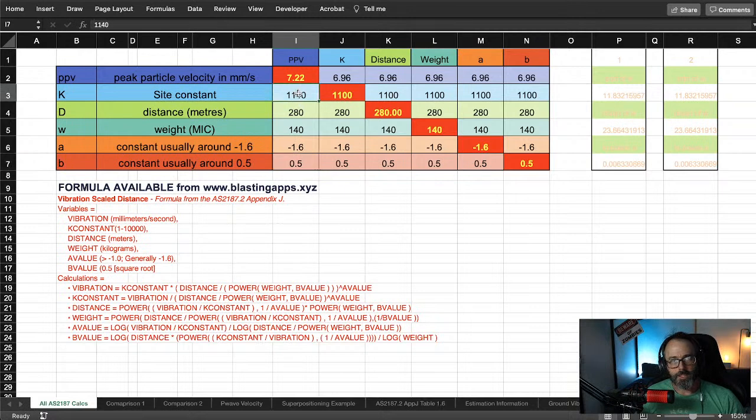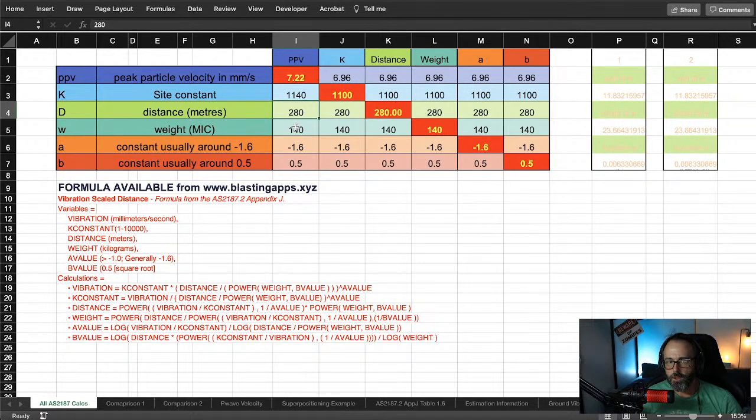So we have this standard. With this standard of 1140 and all these things, at this distance of 280 with a MIC with an influencing charge of 140 kilos, I'm going to get an expected 7.22 millimeters per second. Now, you can see there's only been a value of 40 changed in our site constant, and there's a significant change in vibration there.